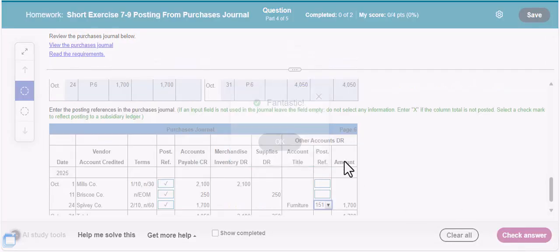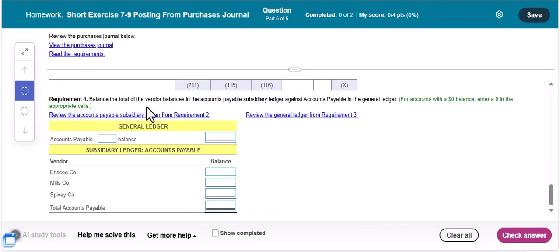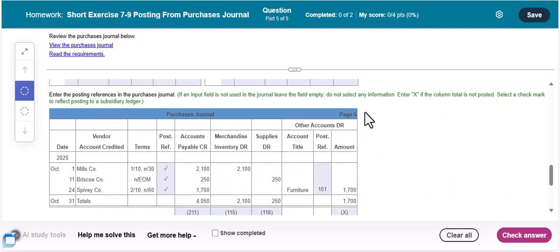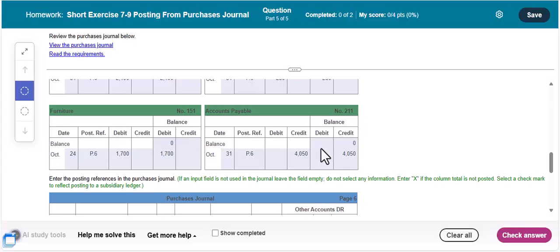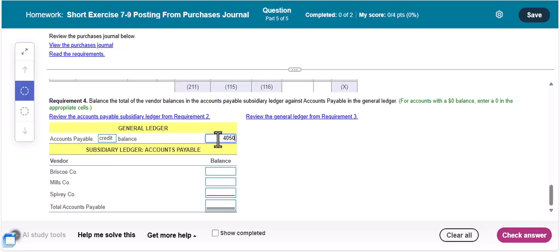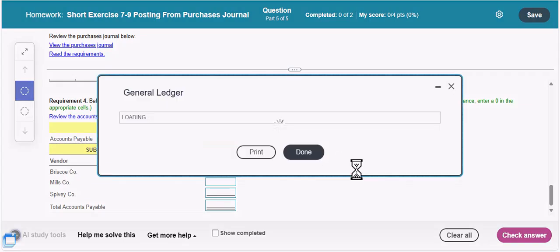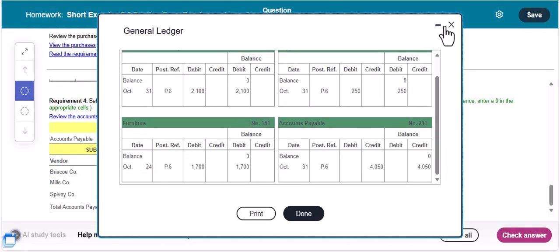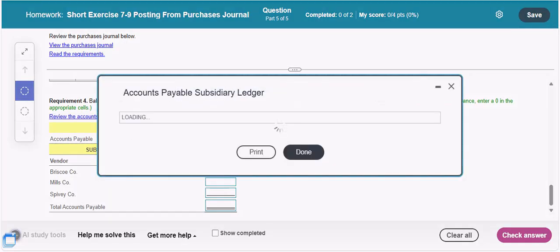Fantastic. All right, so now for requirement 4, we have to balance the total of the vendor balances in the AP subledger against the AP in the general ledger. So notice this is the ledger, so we're going to scroll up to the general ledger, which is in green up here, and that is going to give us a balance of $4,050. So that is an accounts payable credit balance of $4,050. And again, we can use this here to see those general ledger accounts. However, again, not available on the test. So you can look at them this way.